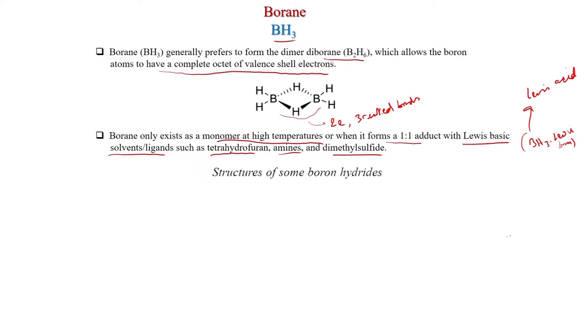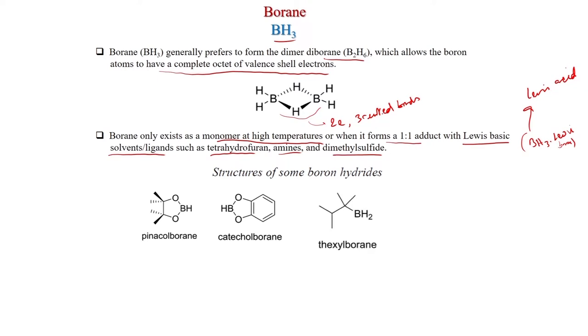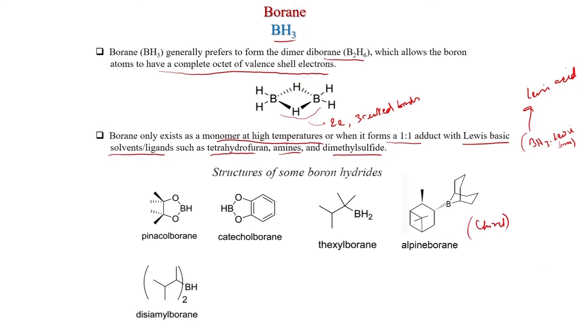Structure of some boron hydrides: this is pinacol borane, this is catechol borane, because this motif is catechol, and then boron atom is attached to the 2 oxygen. This is hexyl borane, and this is alpine borane, this is chiral. We will discuss in detail also this borane. And diisoamyl borane, this is also important borane, this is sterically hindered, 2 isoamyl group is there. And 9-BBN, this is also sterically hindered borane.